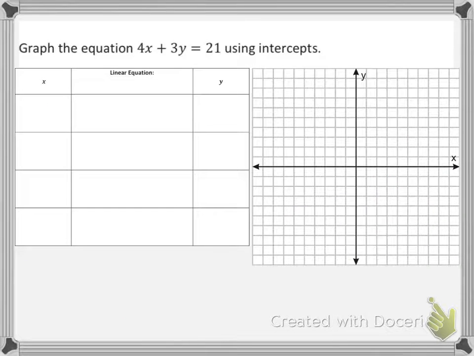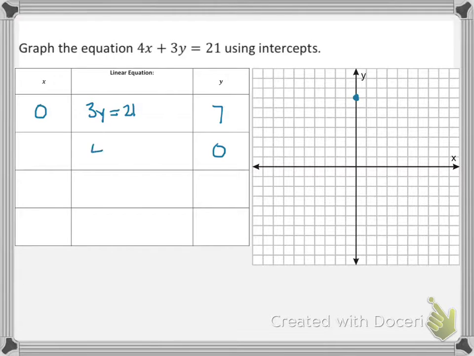Okay, one more. The equation is 4x plus 3y equals 21. Let's find the y-intercept by making x 0. That gives me 3y equals 21. Multiply both sides by 1/3, and I get 21 divided by 3 is 7. So when x is 0, y is 7. 1, 2, 3, 4, 5, 6, 7. Don't go left or right, but go straight up. There's the y-intercept, and then to find the x-intercept, we make y 0.